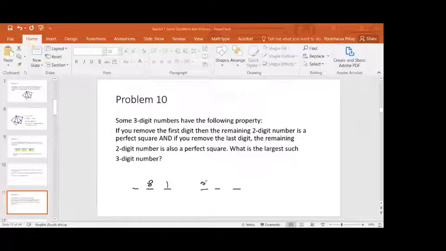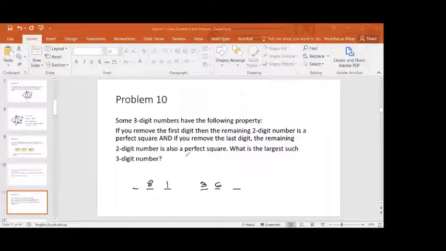Let's take another example, maybe 36. Right? So what is the largest such three-digit number? So that's the question. Okay, so let's write down, the way to do this is we'll write down all the possible two-digit numbers which are squares in the front.